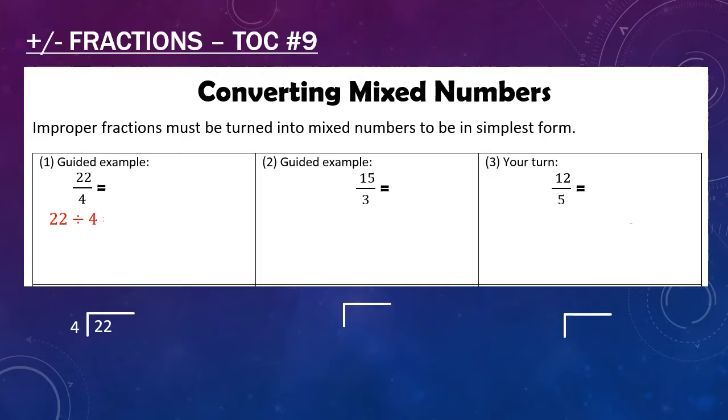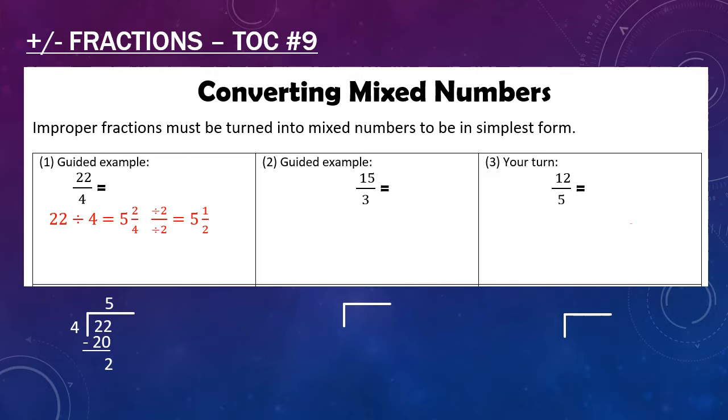4 go into 22? The answer is 5 times, and when I subtract, I have 2 left over. 5 becomes your whole number, the 2 becomes your new numerator, and 4 remains your denominator. Then you have to simplify. 5 and 2/4 becomes 5 and 1/2. I did not make a mistake, don't ask me for candy.